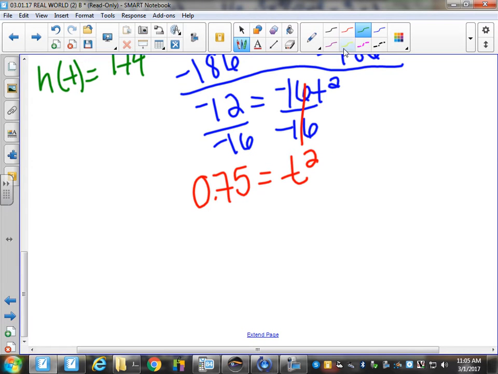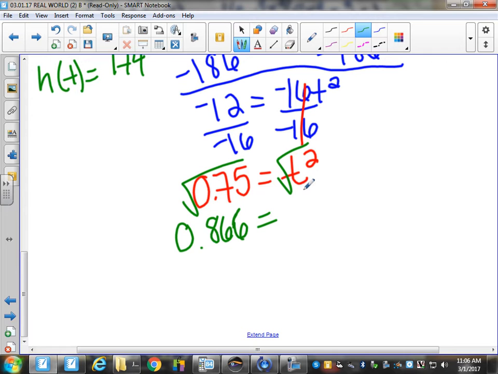What's my next step? Take the square root. The test is on Friday. Okay, so today and tomorrow are going to be purely review. Quickly, what is the square root of 0.75? Say it nice and loud so I can hear. 0.866.